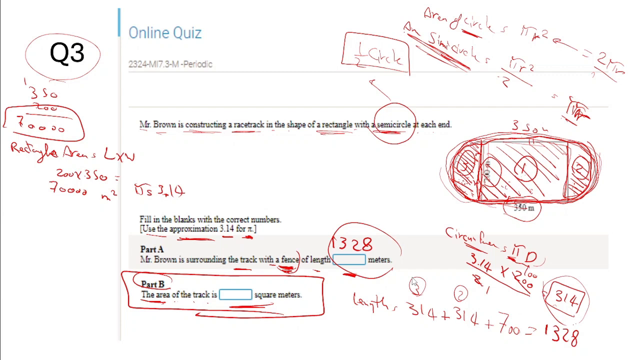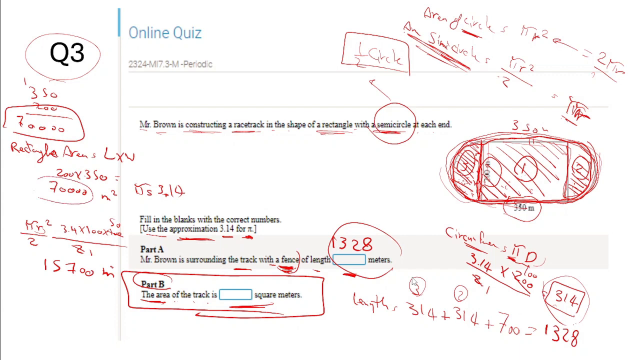Okay, now the area of the semicircle. We said the area of the circle is pi r square, and for the semicircle, divide by 2. Right? So the radius for this one, this is the diameter, this is 200, so the radius will be 100. So that means 100 multiply 100 multiply by 3.14 divide by 2, so that equals 50. So I will multiply this. So the answer here will be 15,700 meter square.